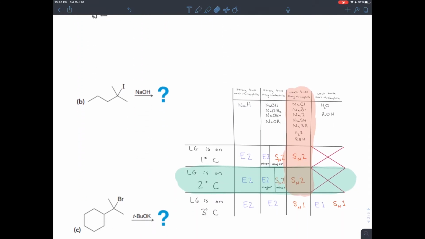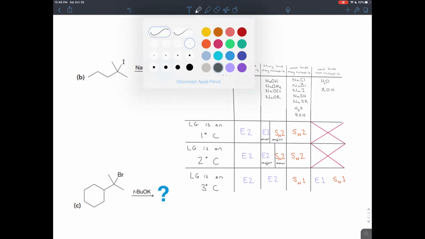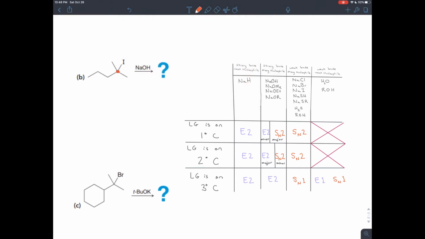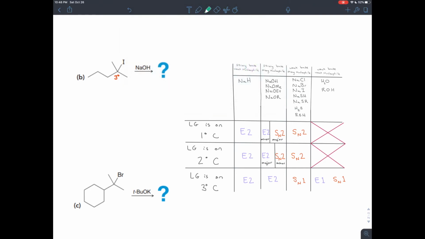Okay, let's go through the same sort of process for the rest of these, starting with B. So the first step is to try to figure out what type of carbon the leaving group is on. The leaving group is on this carbon here, that's bonded to 1, 2, 3 other carbons, so that is a tertiary carbon. So we have the leaving group on the tertiary carbon, so we're going to be dealing with this row down here.